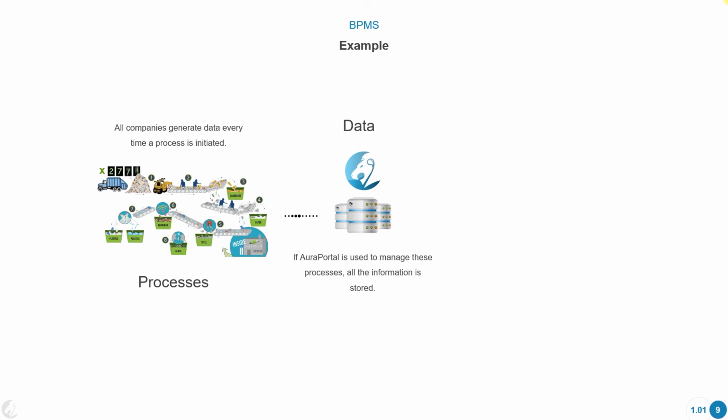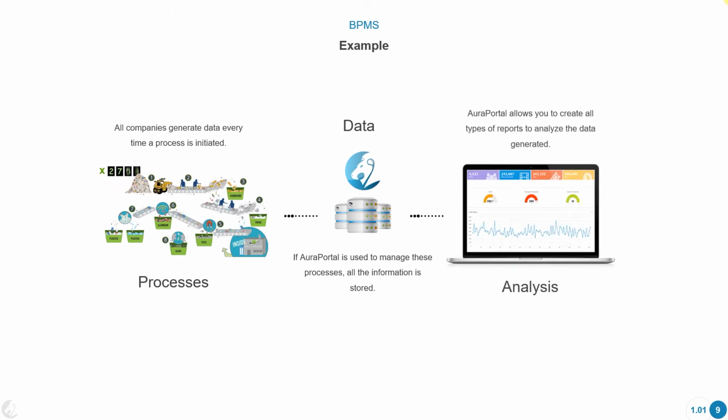So Autoportal is going to be used to manage all these processes. And all the information is going to be stored in its databases. Okay, so all the information is going to be structured, it's going to be stored, and we can analyze it whenever we want. How are we going to do this? We're going to use the tools that Autoportal offers us in order to create these reports, in order to monitor these processes and know what's happening with them, if we're supposed to improve them, if we can be working in a better way.